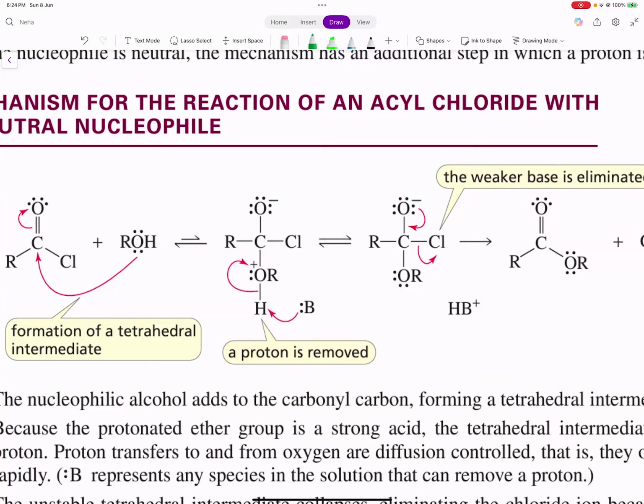So where is this B coming from? Forget it for the meantime. Because ROH can also pick this proton, right? So after that, this tetrahedral intermediate is the same.